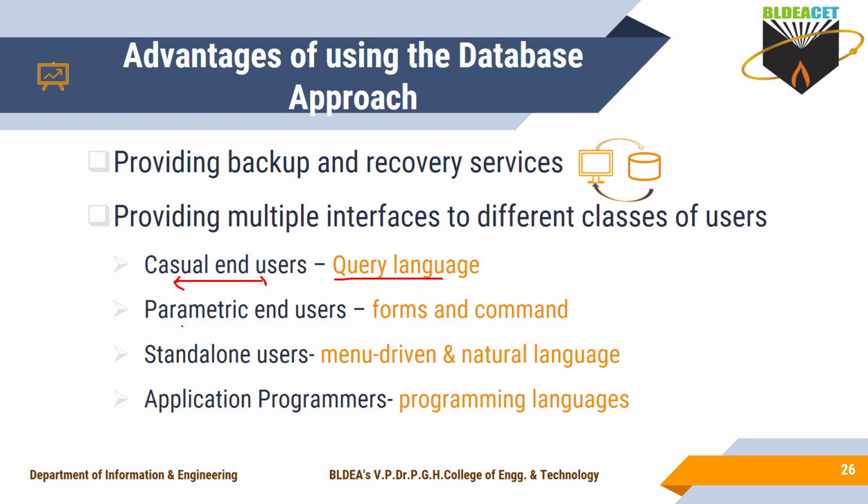Next type of users are parametric end users. As I already told, parametric end users have the authority to access or just view the data, or they can also update the records. To create the database, they provide user information in the form of forms. This is for creating the new database. To delete or update, they use commands. With the help of forms and commands, they can insert new records into the database, or delete or update the data in the database.